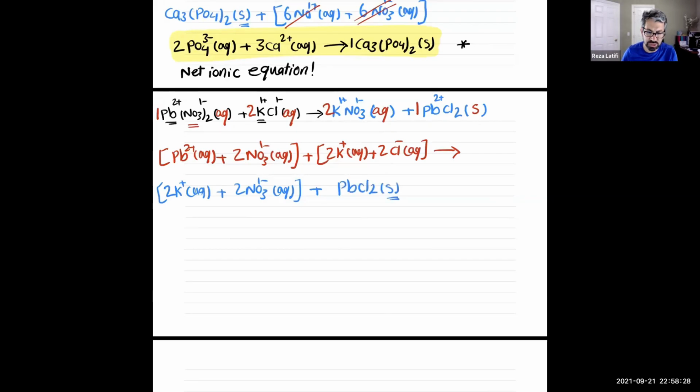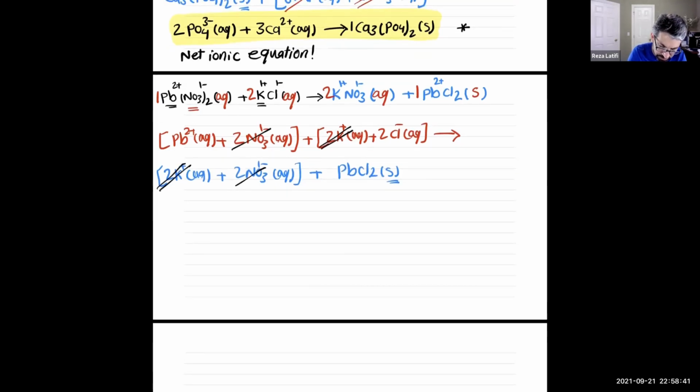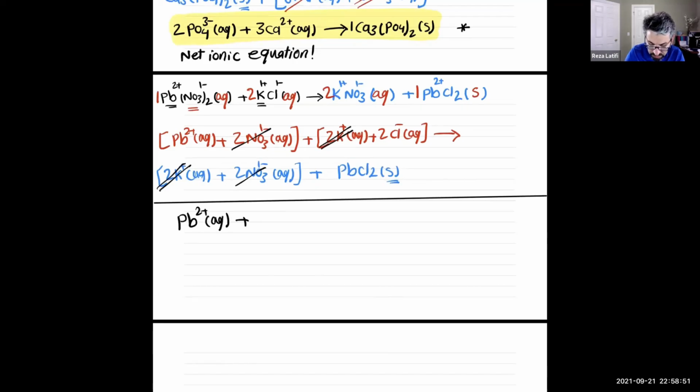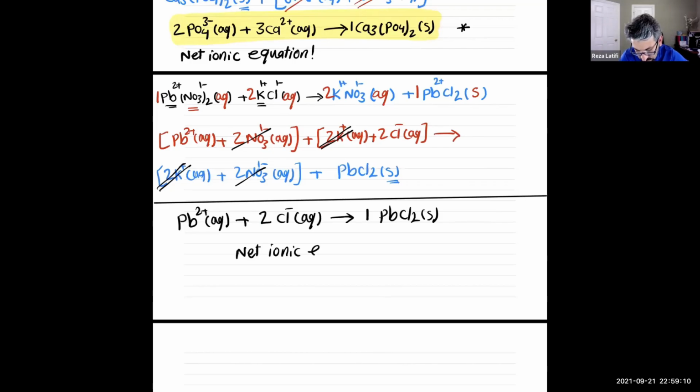Okay, cross common stuff. I go 2 nitrates by 2 nitrates, 2 potassium by 2 potassium, and then we get this. We get lead ion plus 2 chloride ion, giving us 1 mole of lead chloride in a solid state. This is going to be the net ionic equation.